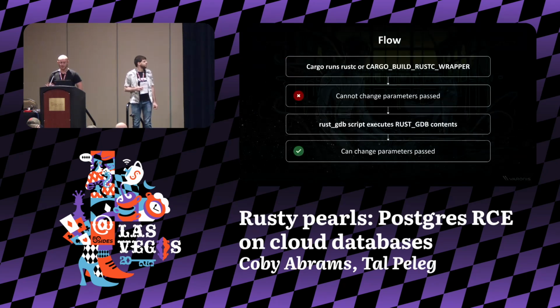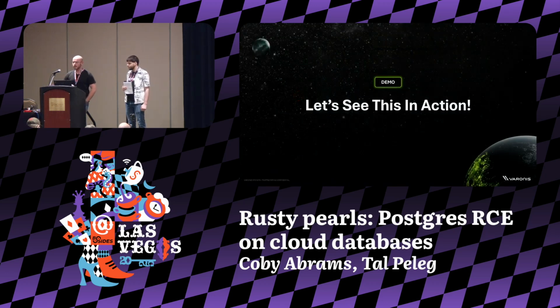So how does this look? Cargo, when we create a PL/Rust function, is going to run either rustc or whatever is in CARGO_BUILD_RUSTC_WRAPPER. And we're going to point it at the rust-gdb script and change the RUST_GDB parameter to contain whatever code we would like. And that's how we can change the parameters and inject the things that we would like to inject. So let's see this in action.